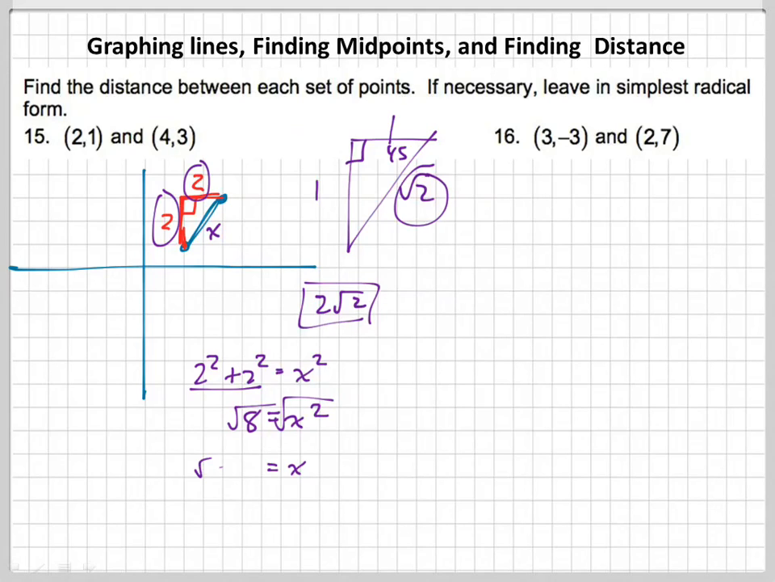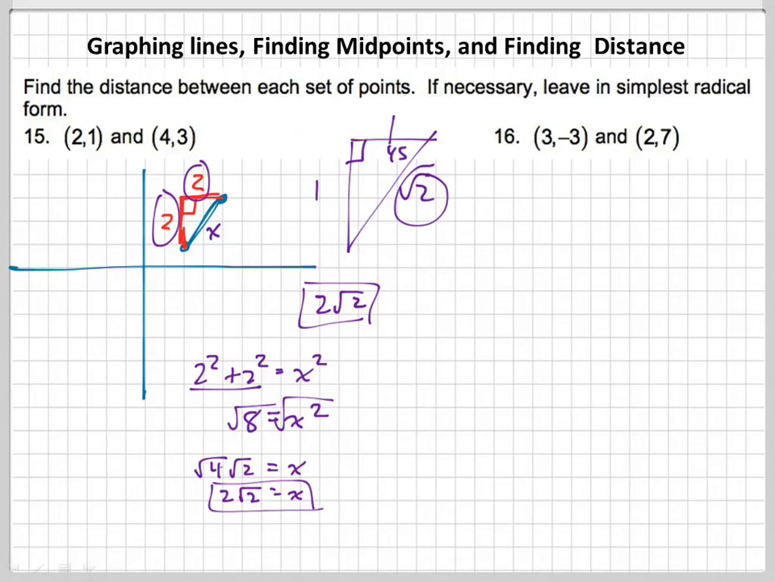So we have radical 4 and radical 2. I chose 4 because that's a perfect square, and 4 times 2 equals 8. Perfect squares simplify. The square root of 4 is 2, so I get 2 radical 2, which equals x. Same answer, different way to get it.